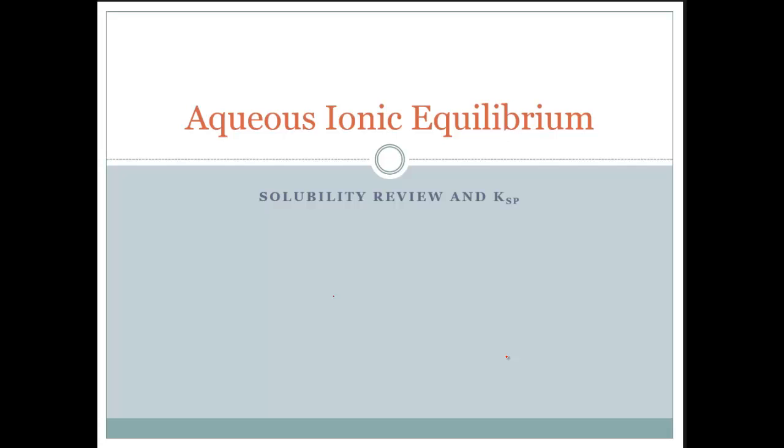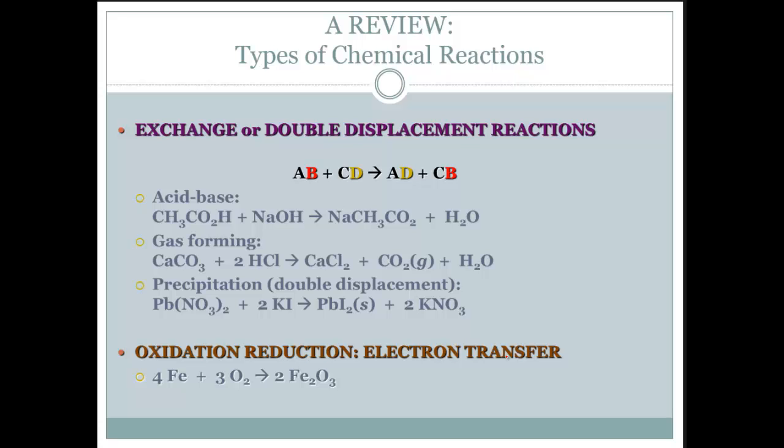In this tutorial, we will be discussing a review of solubility and then relating it to KSP. So just a review of some different types of reactions. We have an acid-base reaction here, where the H and the OH come together to form water. A gas forming, for instance here with CO2. And then a precipitation reaction where lead 2 iodide is formed.